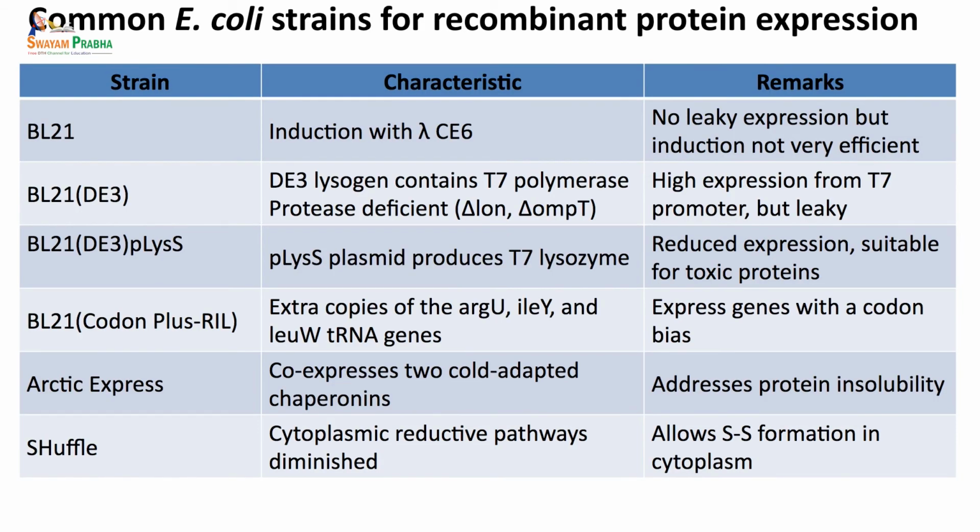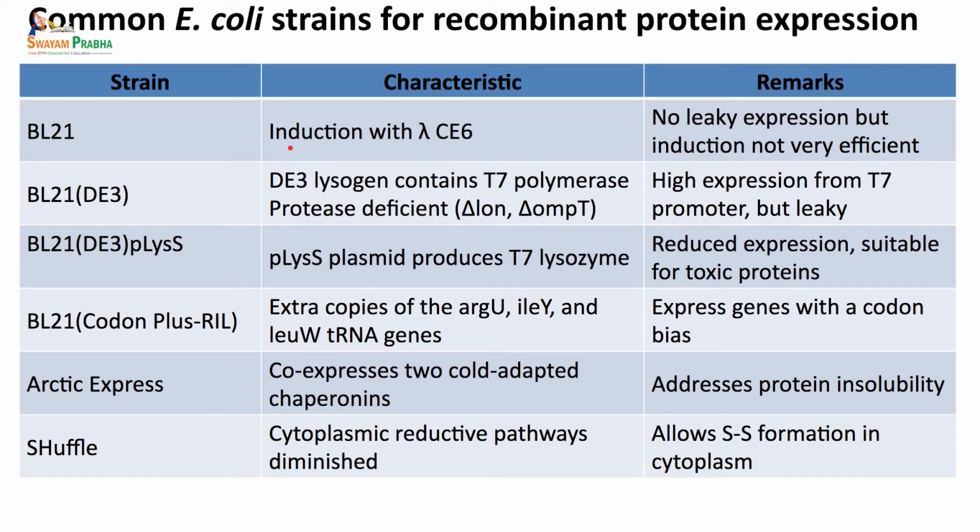So in order to express the proteins, there are many different E. coli strains that have been developed, and many of these strains are commercially available from different companies. Which strain to use depends on certain criteria. So let's go over these strains one by one. The first strain that was introduced was the BL21 E. coli cells.